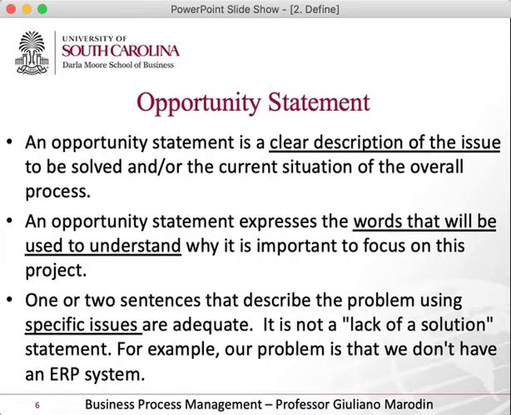Okay, the opportunity statement has to be a clear description of the problem. It's very easy to get confused when you're starting to explain something. People try to use fancy words like optimize and maximize and analyze, and sometimes you don't understand what you're talking about. So what does this team want? What exactly are you going to do?